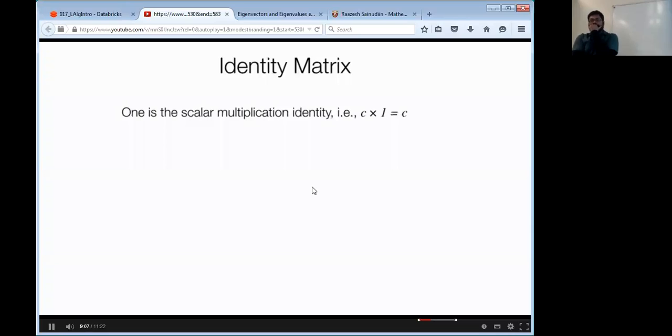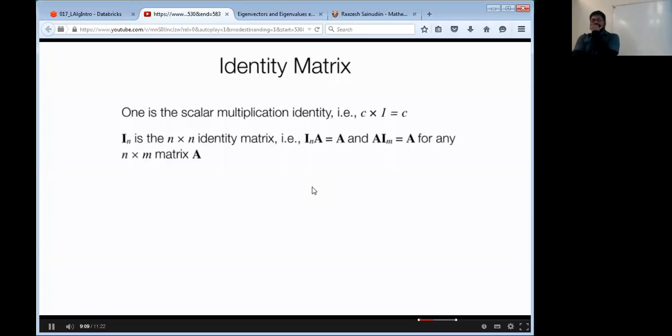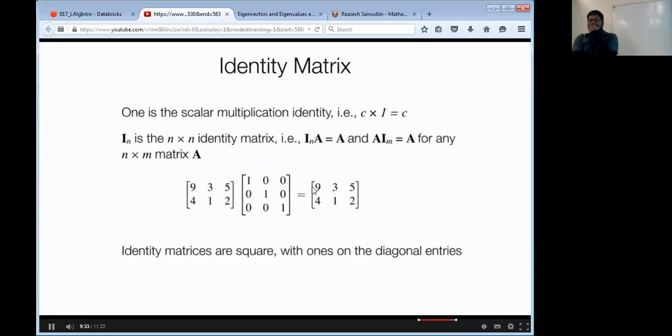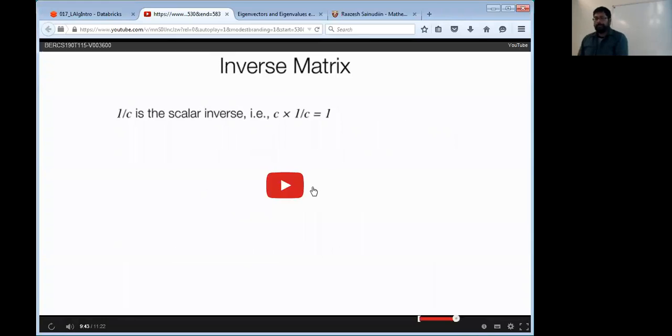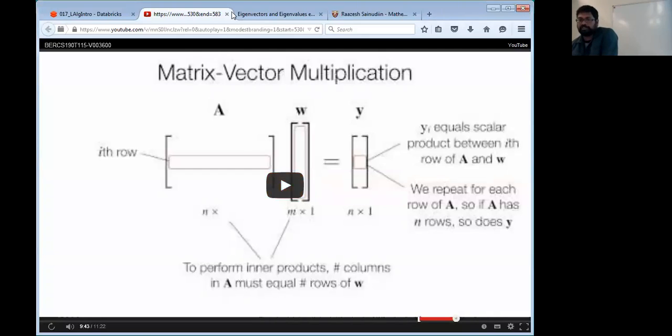The identity matrix generalizes this idea in the context of matrices. So imagine that you have an n by m matrix A, and if you multiply it on the left by the n-dimensional identity, you get back the matrix A. Similarly, if you multiply A on the right by the m-dimensional identity, you again get back the matrix A. Here's an example of the identity in the three-dimensional setting. This is the 3 by 3 identity. And more generally, identity matrices are always square, with 1s on the diagonal entries and 0s elsewhere. Okay, so that's essentially our unity.